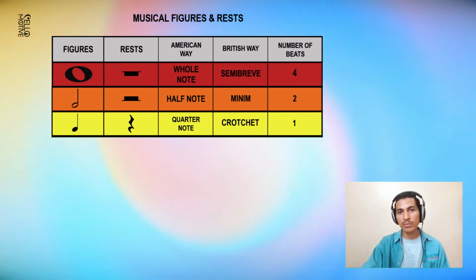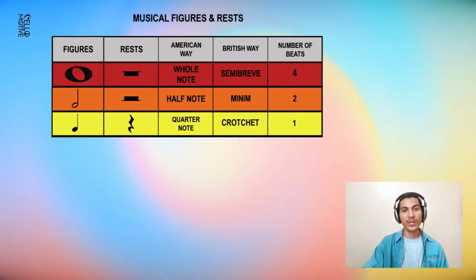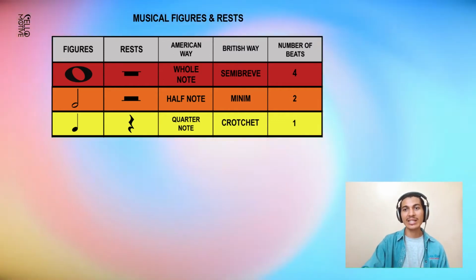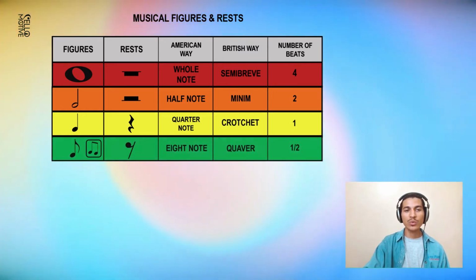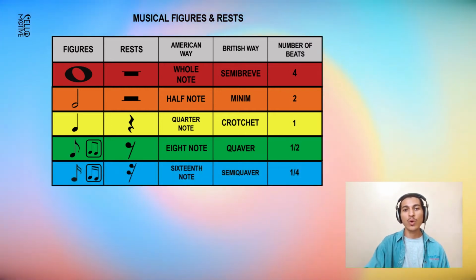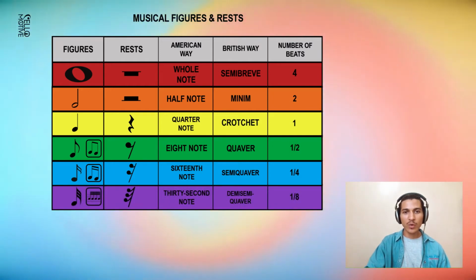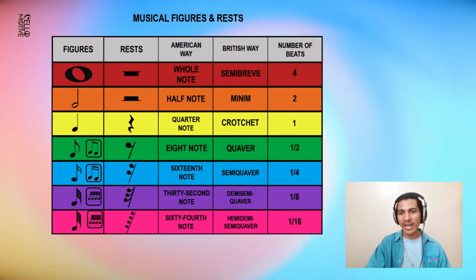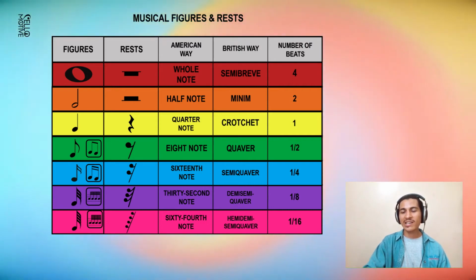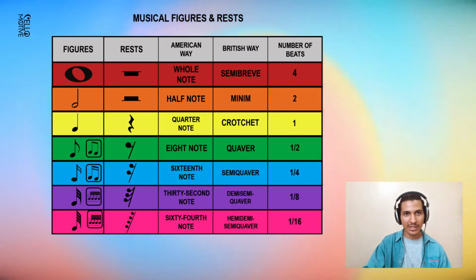You are seeing the different symbols for figures and rests. It's for the duration of the note that we are representing in beats. The 8th note or quaver is 1/2. The 16th note or semiquaver with 2 lines is 1/4. The 32nd note or demisemiquaver with 3 lines. And we have the 64th note or hemidemisemiquaver with 4 sticks or lines with 1/16th beat, okay?